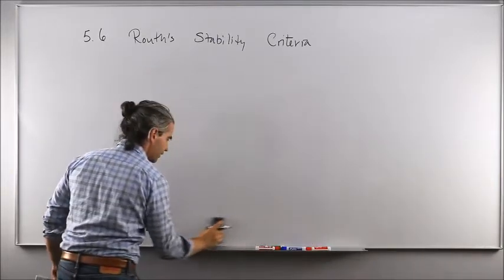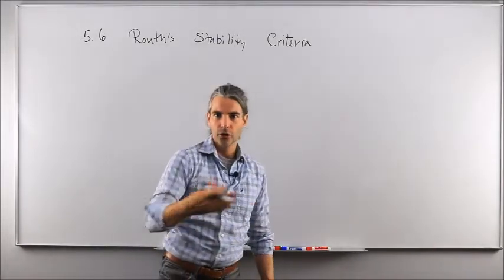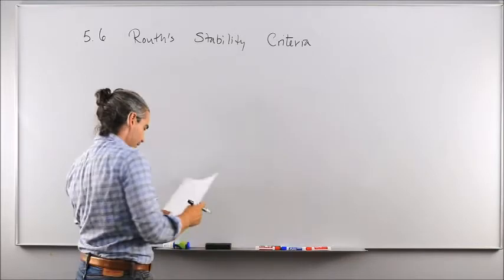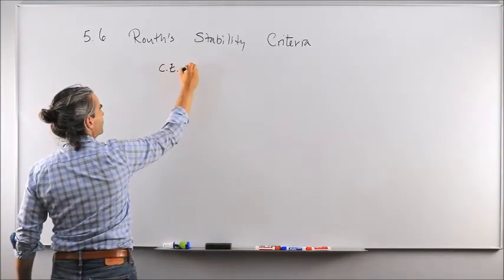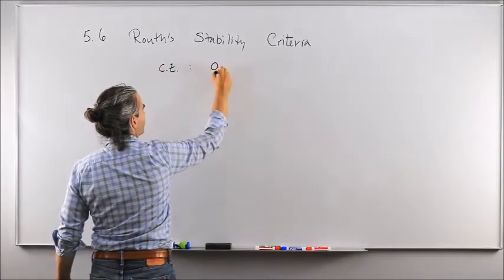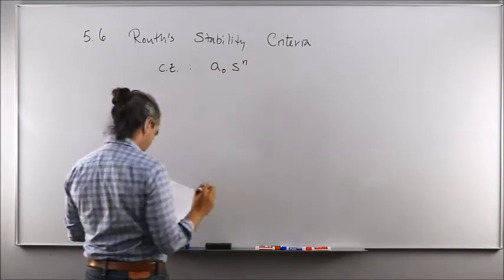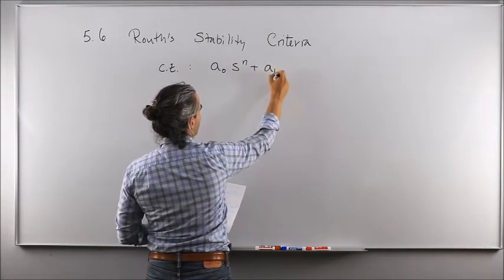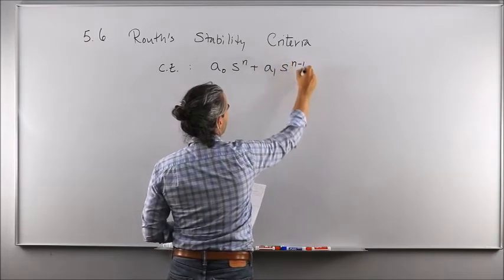Now, the caveat to this is that you need to have the characteristic equation of your closed loop transfer function expressed in a proper way. That proper way is this form here. You need to have a coefficient that multiplies s to the power n, plus another coefficient denoted by a1 that then multiplies s to the power n minus 1.